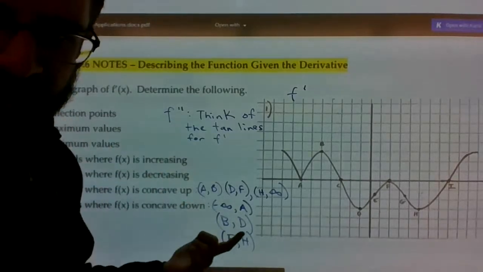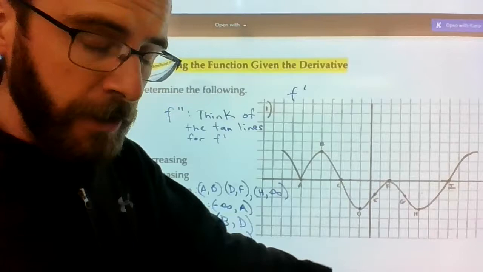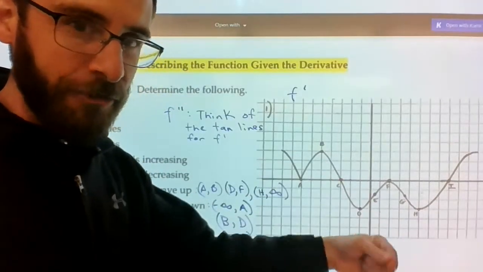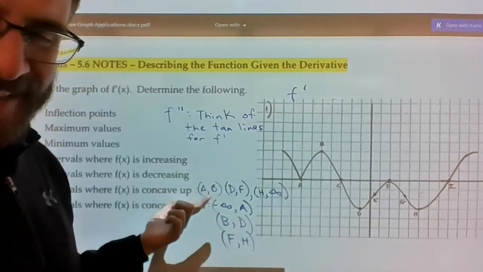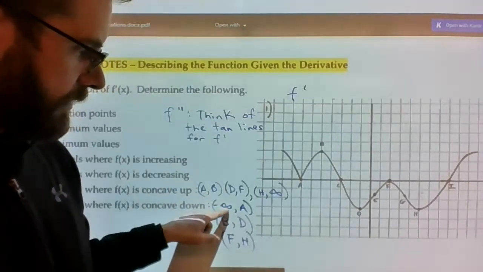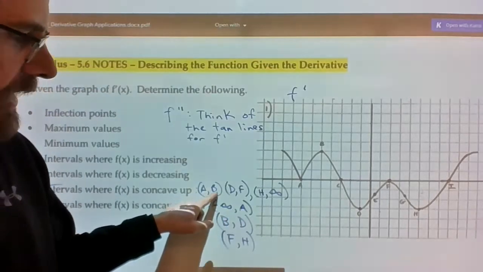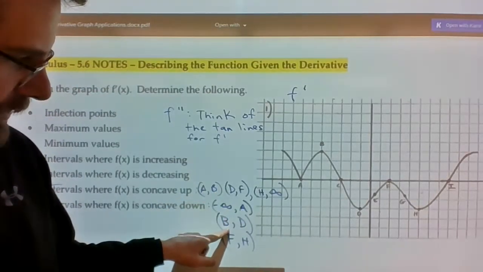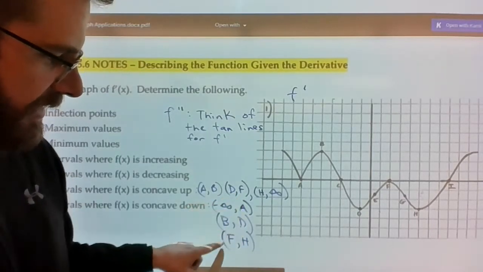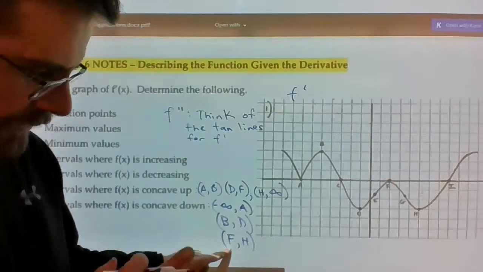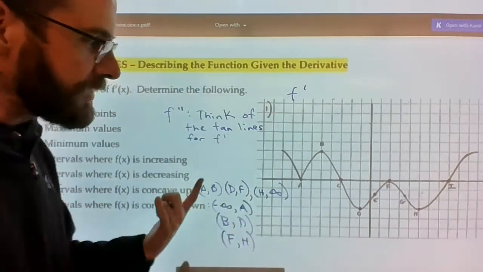The last thing are the inflection points. The inflection points are where you change from concave down to concave up and vice versa. So where does it change from concave up to down? Well, at A, it went from concave down to concave up. And then B went from concave up to concave down. And then D went from concave down to concave up. And then F, concave down to concave up. Or vice versa. Or, sorry, switch it. Up to down. You see what's happening?